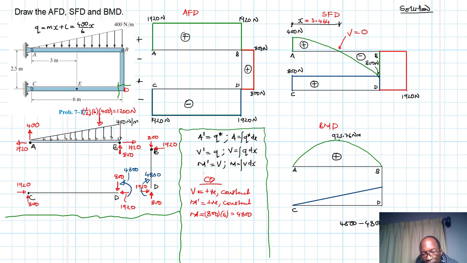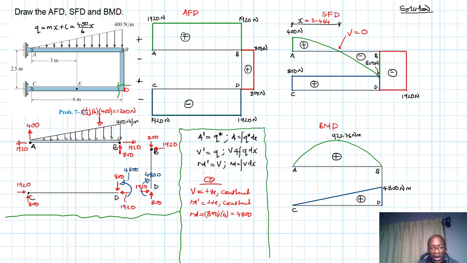This is going to close like so. It closes there, and that value we said is this value here. Let me indicate the sign for this. The sign for this is negative, right? Okay, so we are saying this value here is equal to 4,800 Newton meters, and is positive.